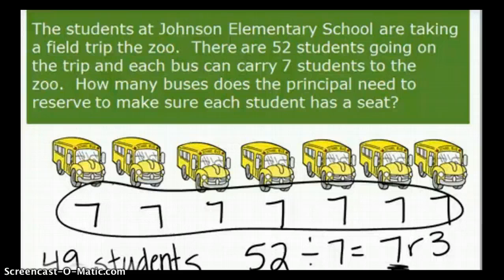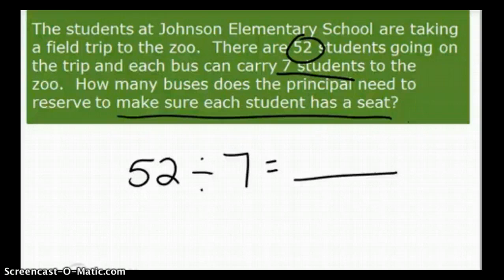So we actually have 3 students remaining. Thinking back to our problem, we don't want to have any students remaining. The problem asks us to make sure that each student has a seat on the bus. So I know that 7 buses is not going to be enough.